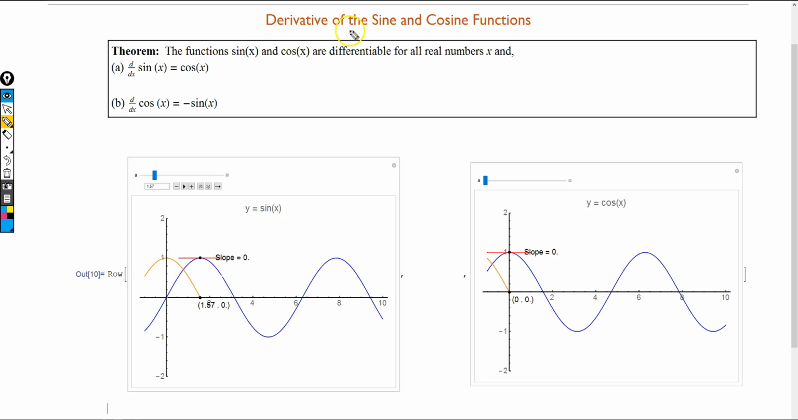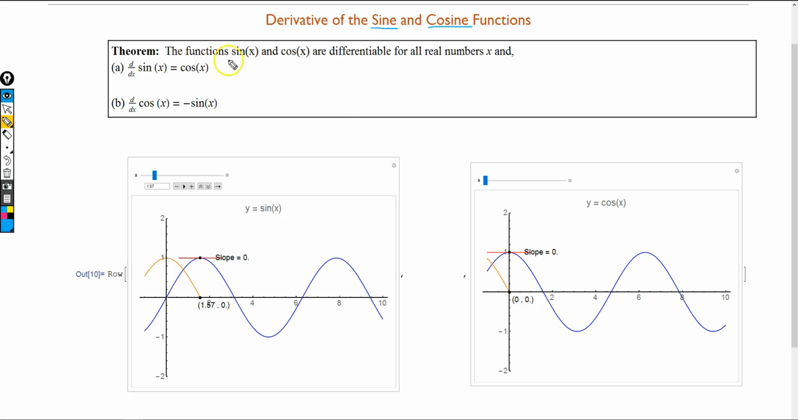We're now going to take a look at the derivative of the sine and cosine functions. Now these functions are so common in mathematics and all fields of science, physics, biology, chemistry, also economics and business, that it's obvious that we would want to know what their derivatives are.